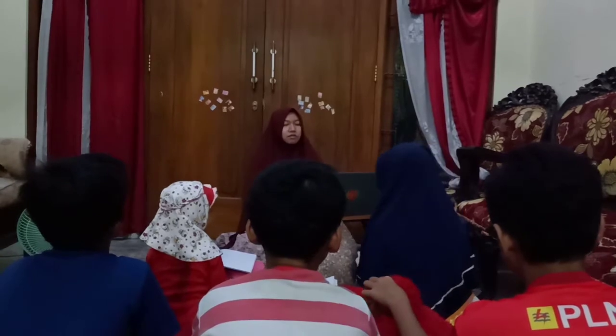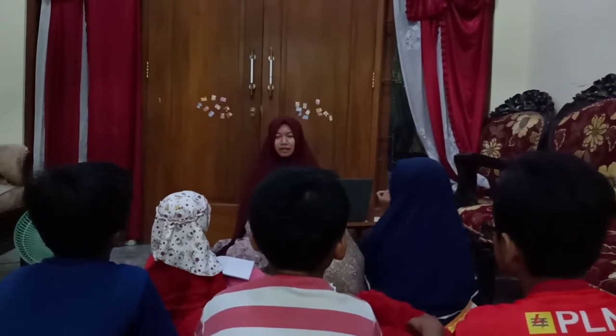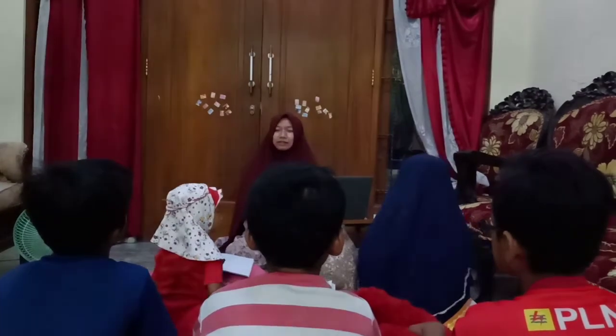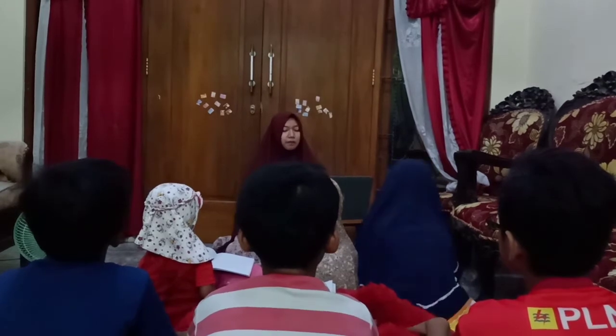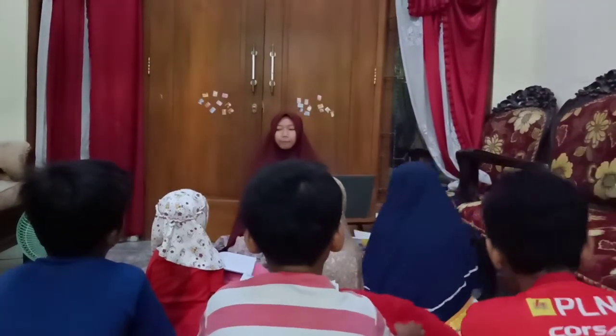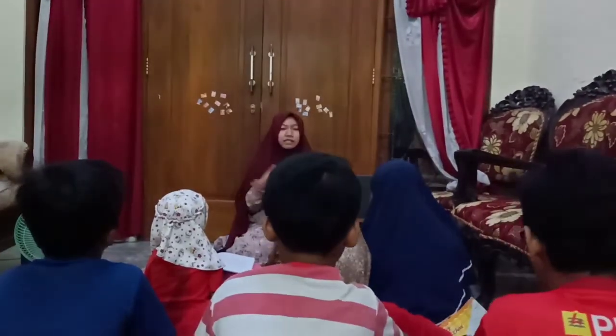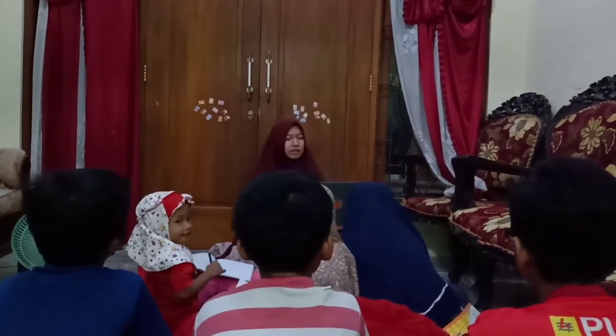Resolution tells information about how the problem is resolved. Pay attention, please. And then coda, or moral value, the other meaning of coda is a moral value. It tells us information about what moral lesson we can get from the story.